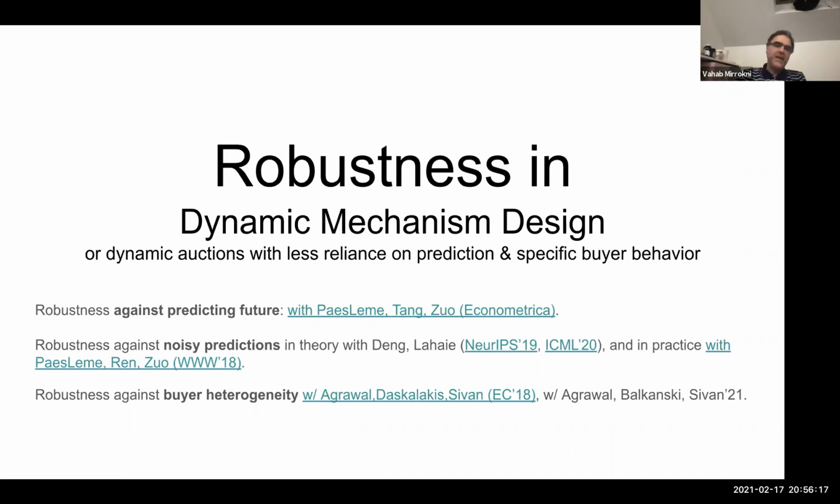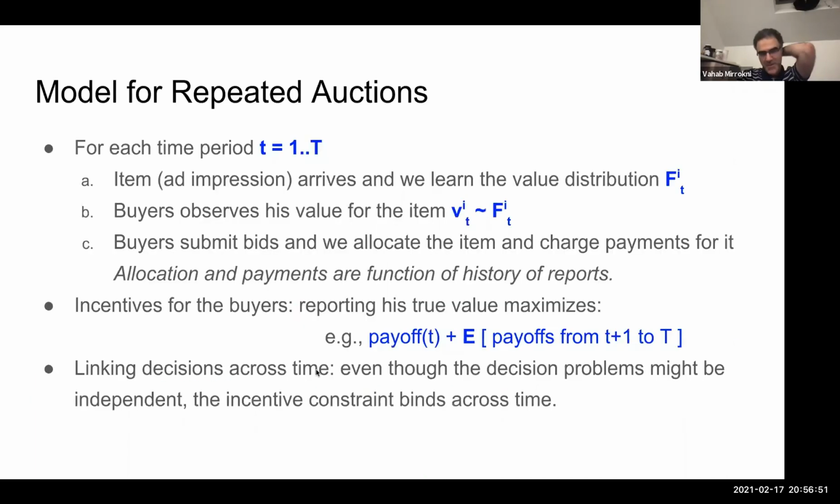This area needs a lot of attention from a robustness point of view, because most of the dynamic mechanisms that are out there rely too much on predicting the future, having good distributions, Bayesian assumptions, and a specific buyer behavior. So in a sequence of papers, we try to move more and more toward what we call robust dynamic mechanism design. And given that I have some time, I'm going to give you the core idea behind at least the first couple of papers.